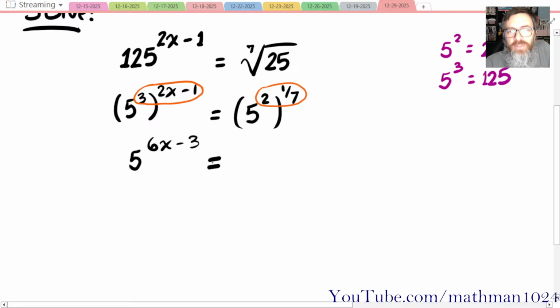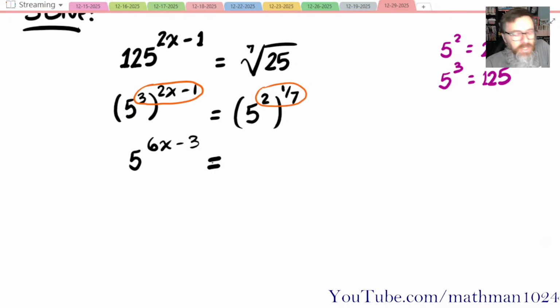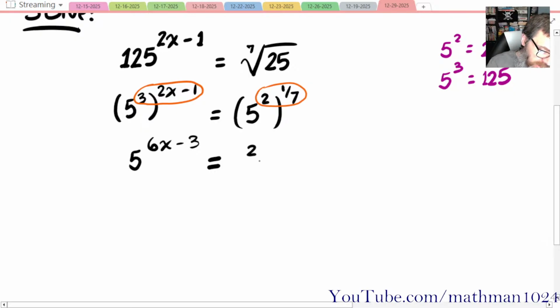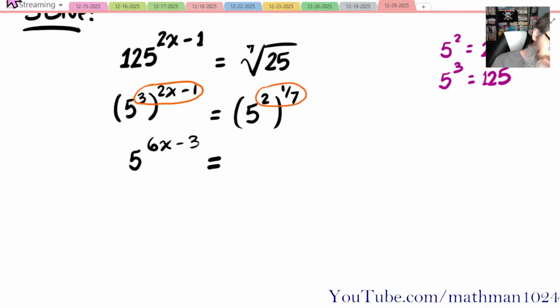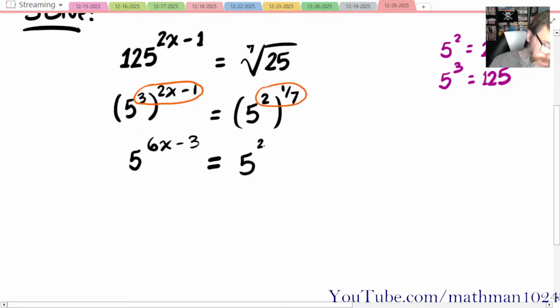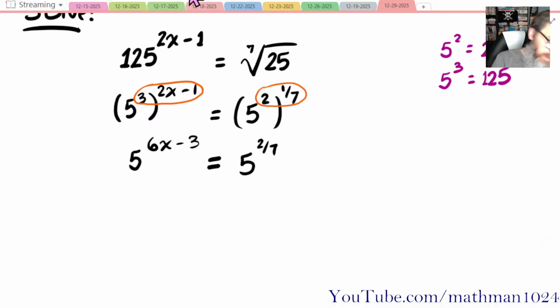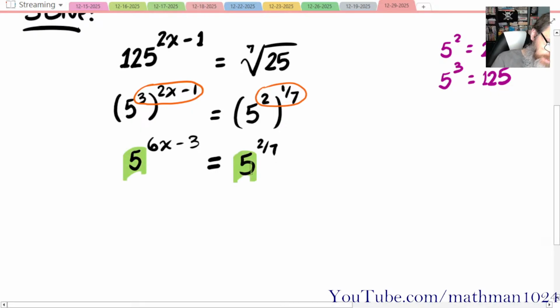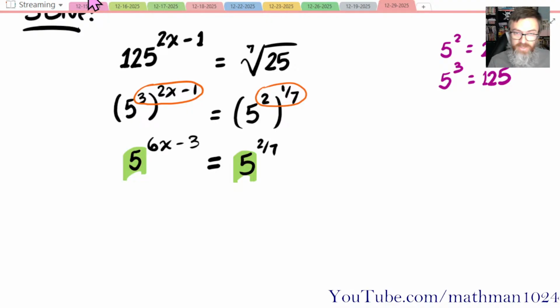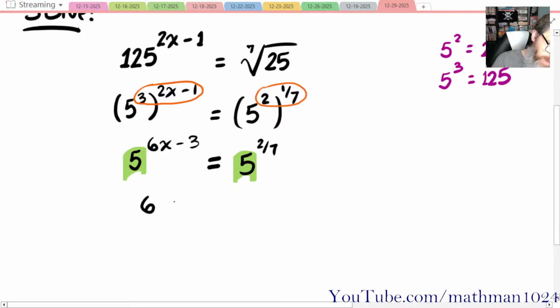On the other side, you have 2 times 1/7. And that is just going to be 2 over 7. Nope. I am getting ahead of myself. Sorry. That's 5 to the 2/7 power. I was skipping ahead. All right. So we can clearly see these guys both have the same base. So we can equate those powers. So 6x minus 3 equals 2 over 7.